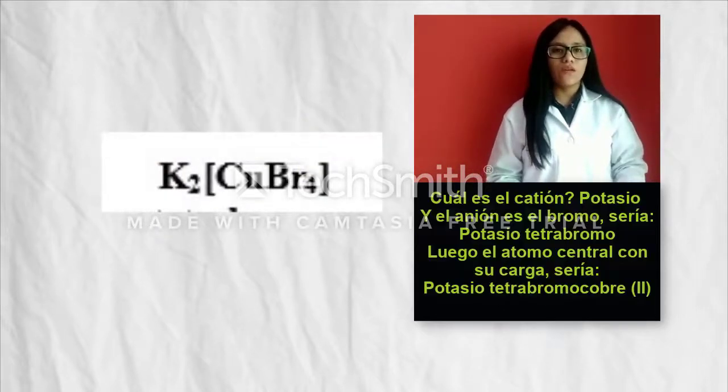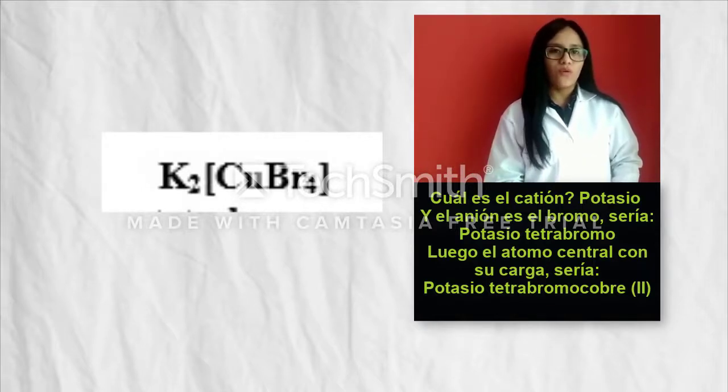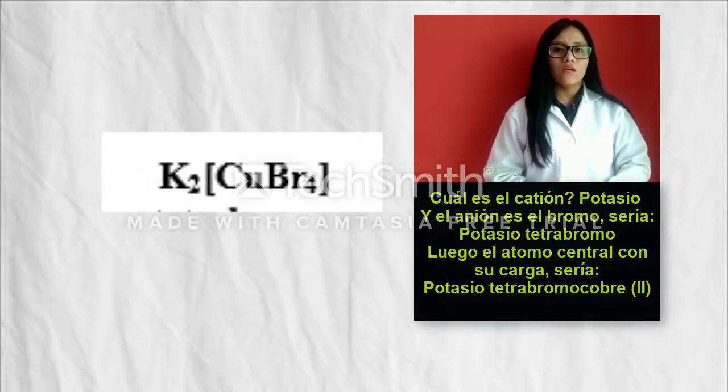What is the cation? It is potassium, and the ligand is bromo. It would be potassium tetrabromo, and then the central atom with its charge: potassium tetrabromocuprate(II).